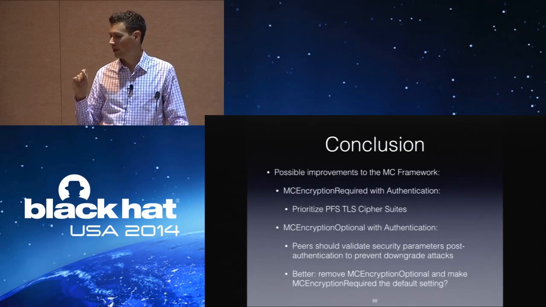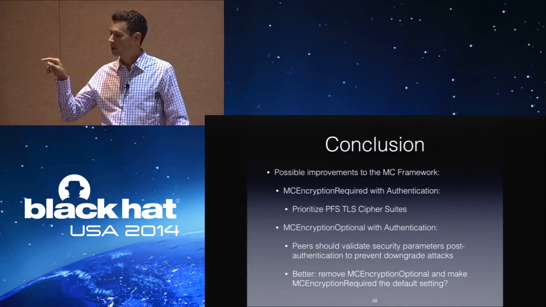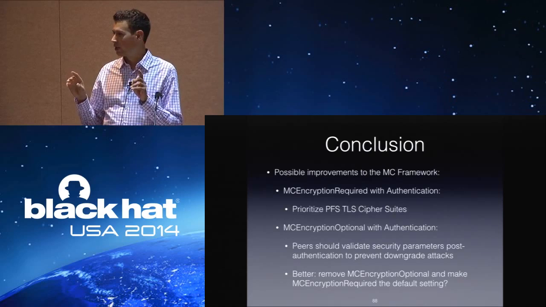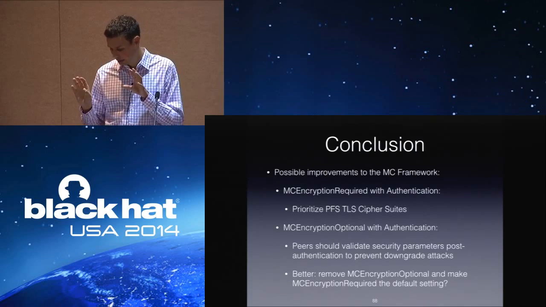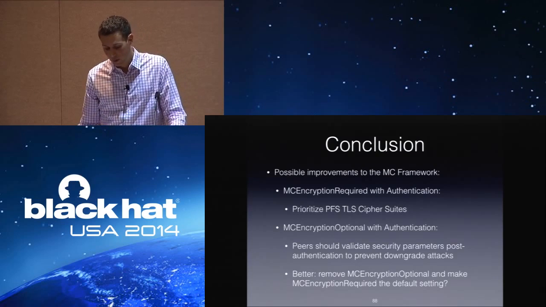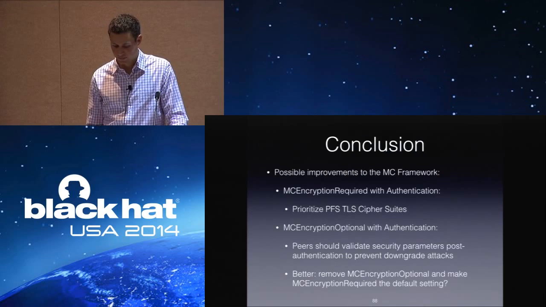And in SSL3, they fixed that by doing exactly that. After the authentication happened in SSL3, each side exchanged a hash of all the previous handshake messages to make sure they saw the same thing and that no one was trying to mess with the traffic. And a better option, I think, is to just remove optional encryption, because I don't think there's a good use case for that.